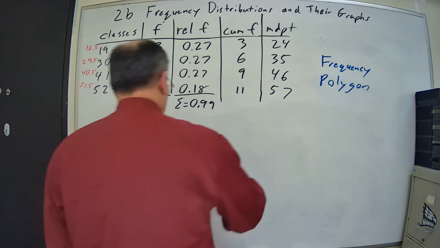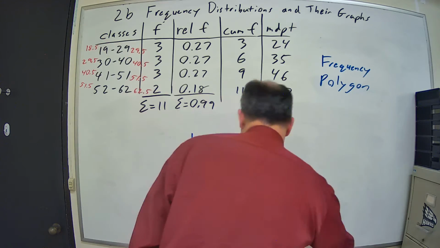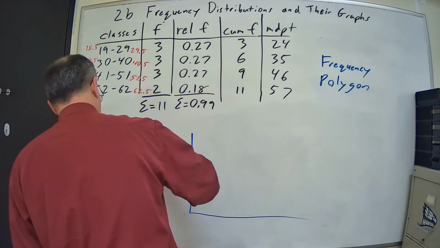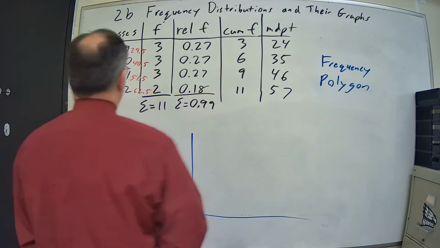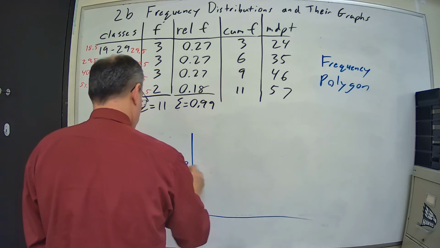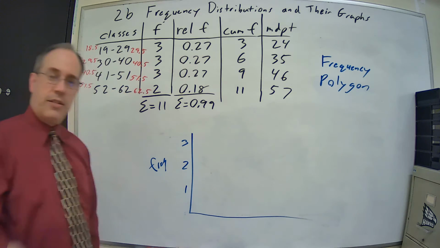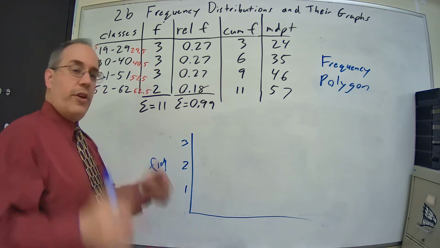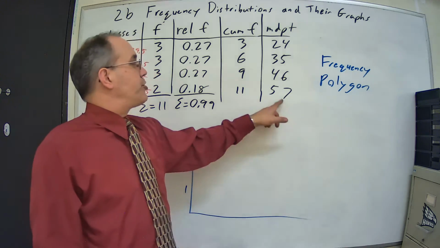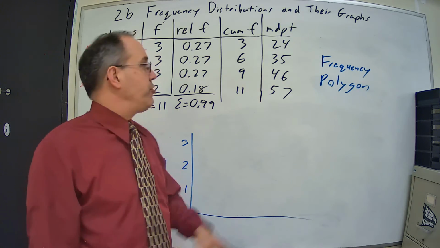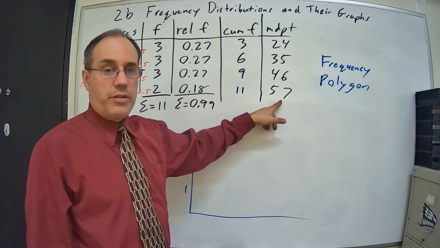So the way we start this, and again, we're going to have x and y axis. It's dealing with a frequency. So we're going to call this frequency, and we know that we go up to 3. So again, 1, 2, 3, consistent indices. And then for a frequency polygon, you must use the midpoints.